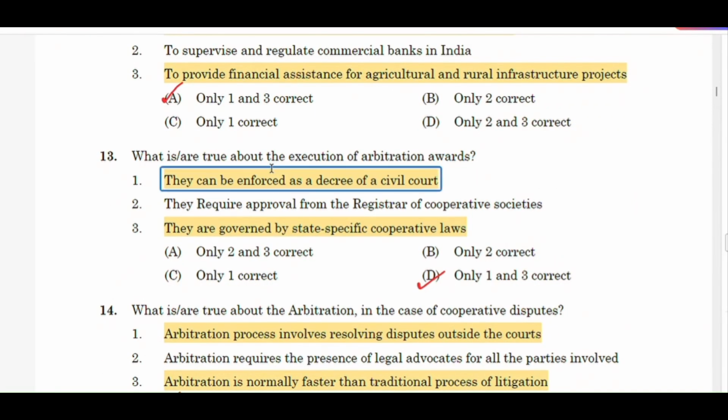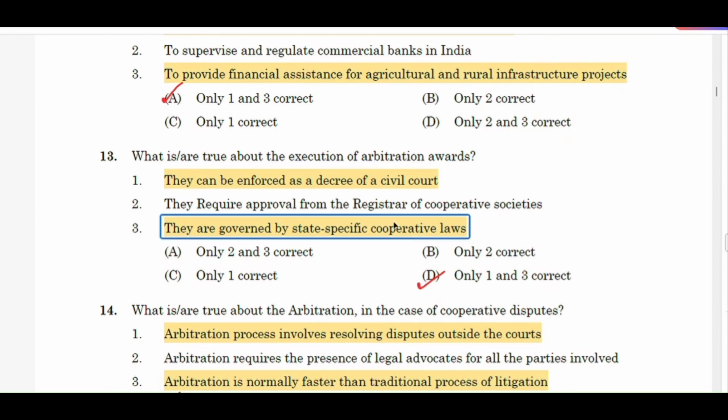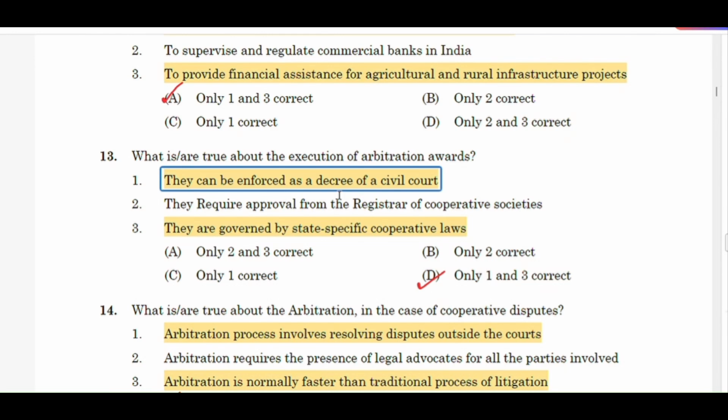What are true about the execution of arbitration award? Answer is option D, only 1 and 3 correct. They can be enforced as a decree of a civil court. They are governed by state-specific cooperative laws.